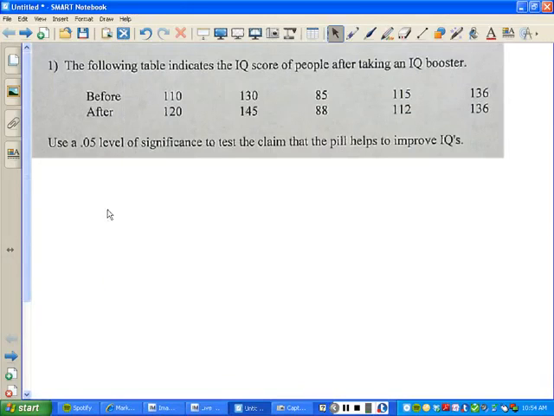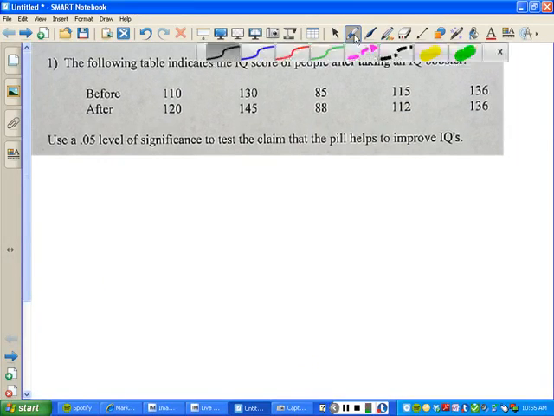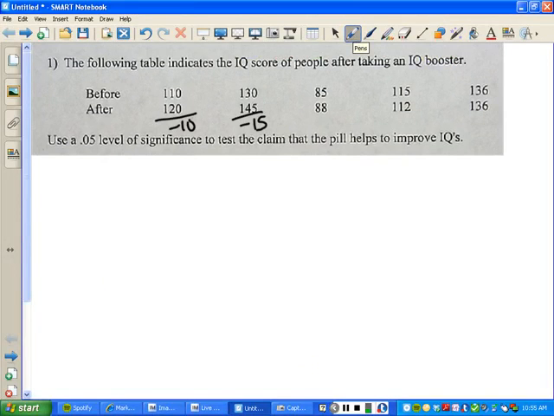Okay? So the first thing you're going to want to do is find the difference between the two befores and afters. So which way you subtract doesn't really matter. I always subtract the before minus the after. So in this case, I would say this is negative 10. This is negative 15. This is negative 3. This is positive 3. And this is 0. Okay? And so we got to find the average of all those values.